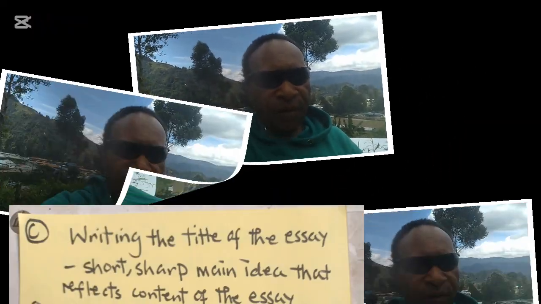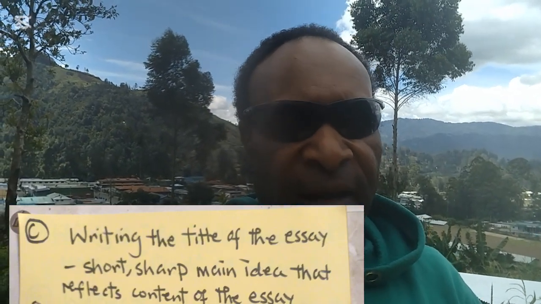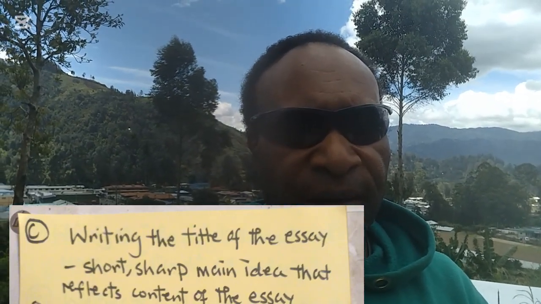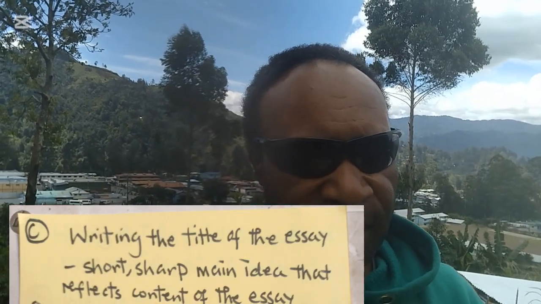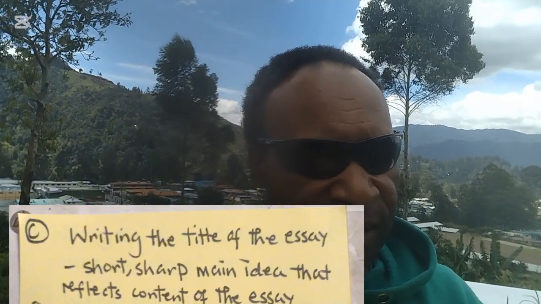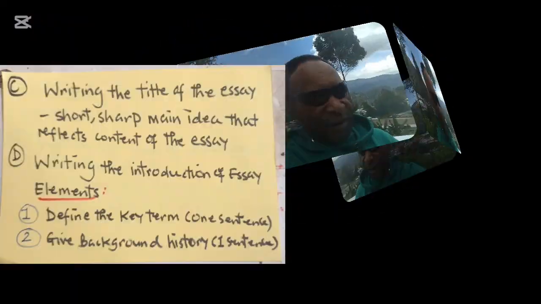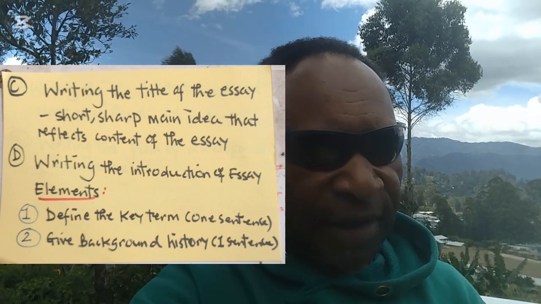That process, or process C, is writing the title of the essay. Like I told you, you must write the title very clearly. The title must reflect the content of the essay. It must be short, sharp, main idea that reflects the content. That's what I said. And process number 4 is writing the introduction of the essay.